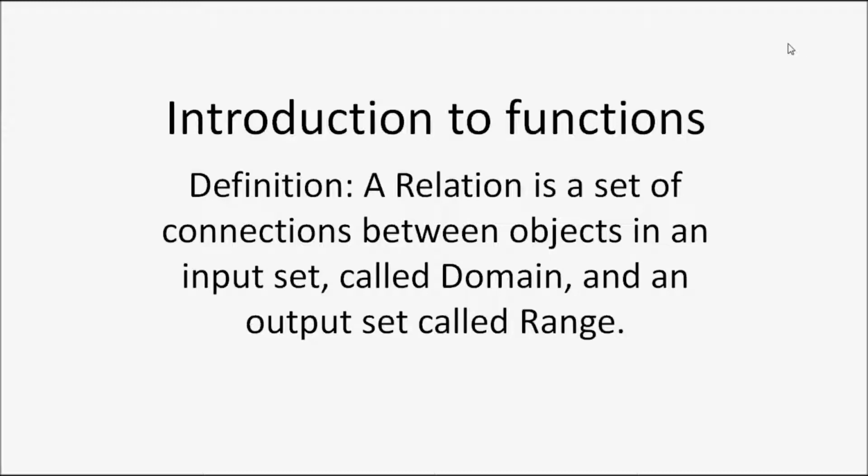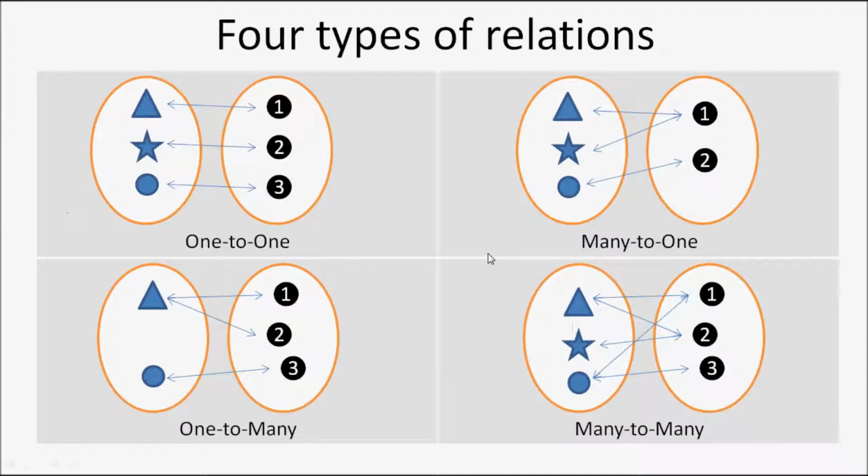One set is the input set called domain, and the other set is the output set called the range. Let's look at some diagrams. There are four types of relations. We have one-to-one relations. It means that in this type of relation, any object in the domain or the input set is connected to one and only one object in the range.